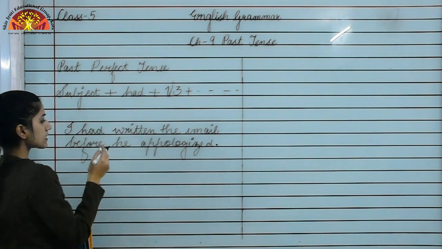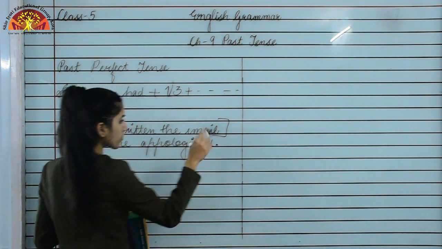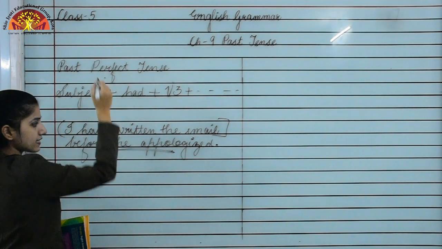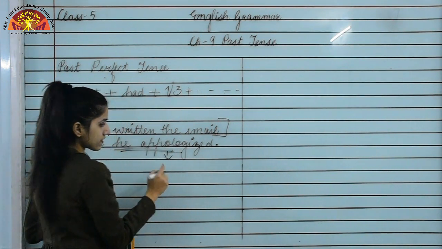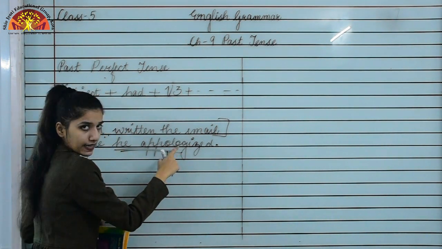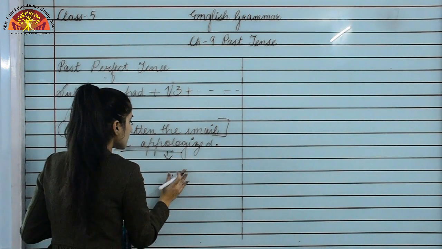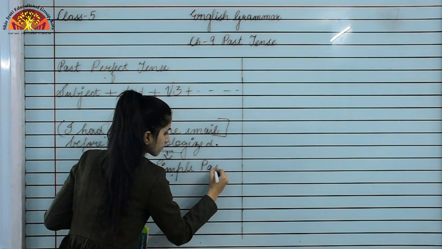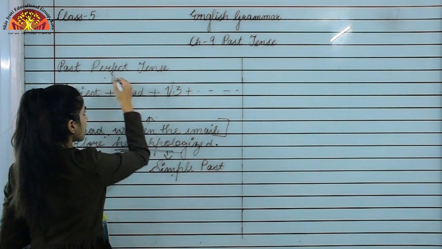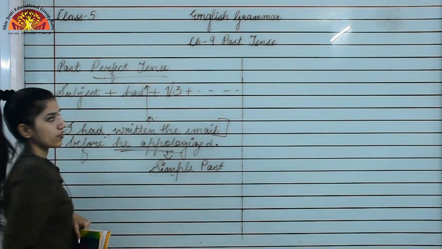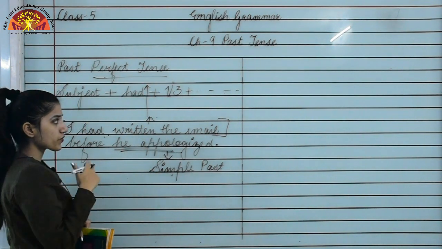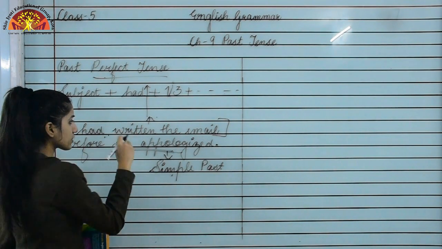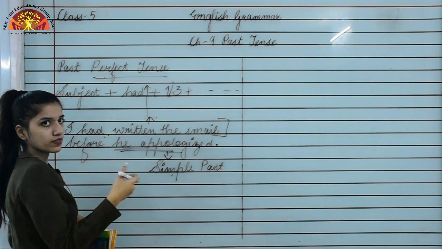Okay, so here you can see that this action has already taken place before this one. That is why this is in the past perfect tense and this one is in the simple past tense, because it is followed by the second form of the verb. So this is in simple past and this one is in past perfect, you can see. Now you can see the structure: out of these two actions we have to see which action has taken place before the other.